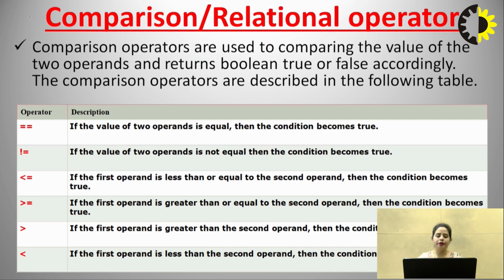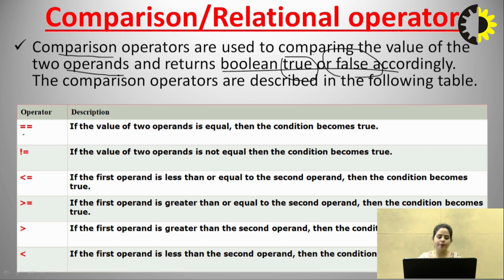Next operators are your comparison operators, also known as relational operators. They determine the relation between two operands. Okay, this is your next category. Now come to the definition. Comparison operators are used to compare the value of two operands and return boolean true or false. If our condition is true, it will give true, and if our condition is false, it will return false accordingly. Let's discuss one by one.